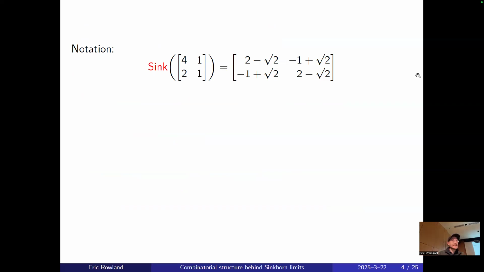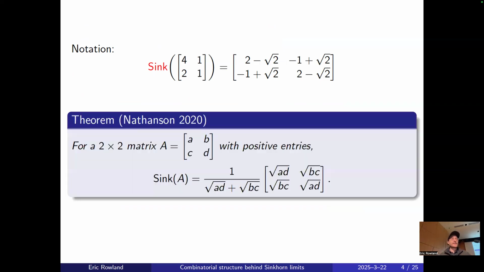In 2019, Mel Nathanson found a formula for the Sinkhorn limit of a 2x2 matrix with positive entries. So this is his formula. He posted the paper in 2019 and it was published in 2020. So for a 2x2 matrix, A B C D with positive entries, this is the Sinkhorn limit. It's the square root of AD, square root of BC, square root of BC, square root of AD, and then you divide by this sum.